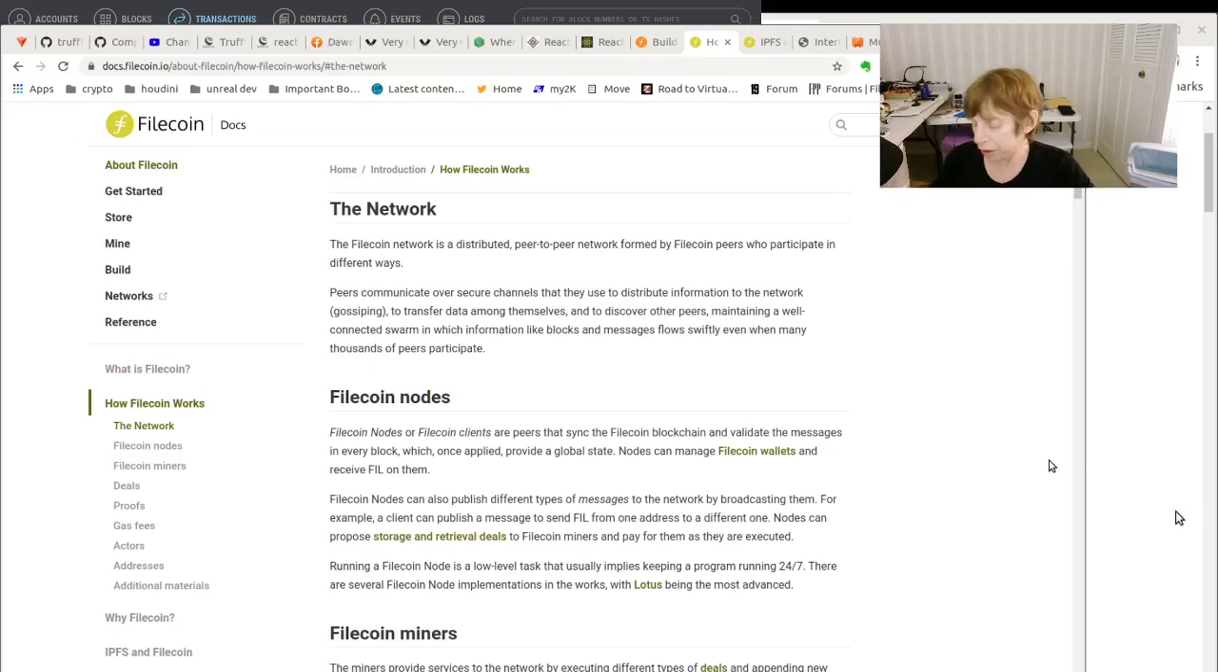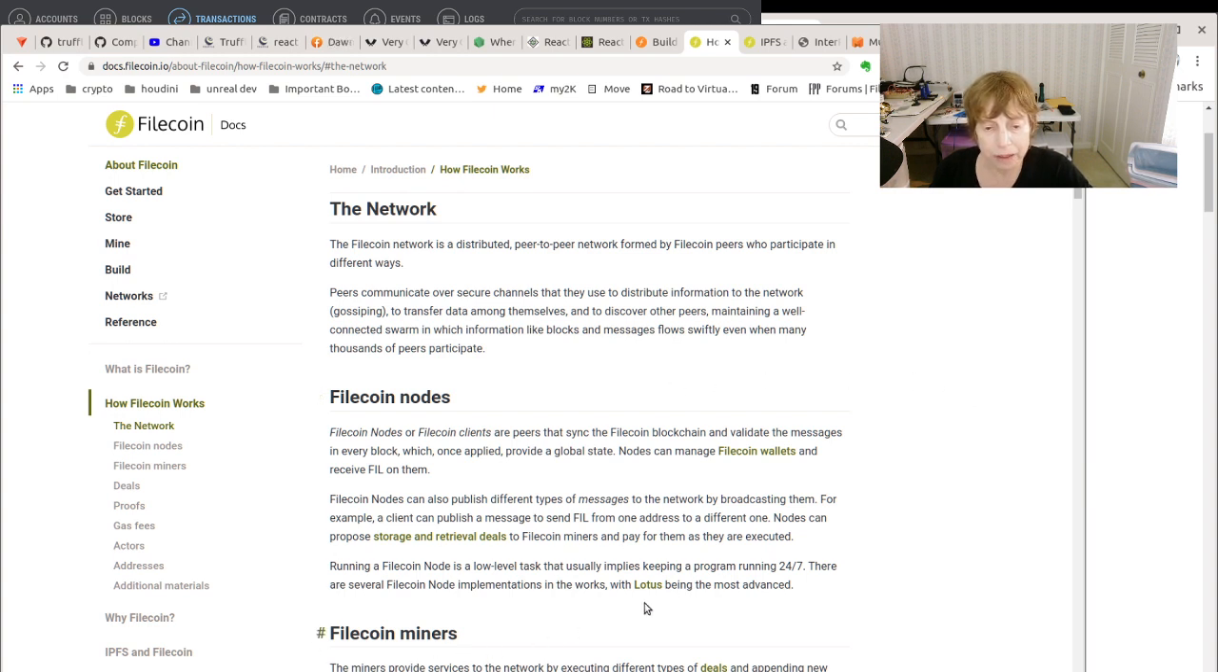Okay, so yesterday we gave kind of an overview of Filecoin. So now let's delve into the docs with how Filecoin works. So as most blockchains, it's peer-to-peer, and you have the nodes that communicate with each other. The nodes or clients, they basically are syncing the blockchain just like we've seen in other blockchains. They can also manage wallets, and Fil is the coin they use.